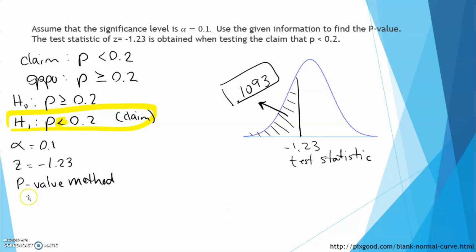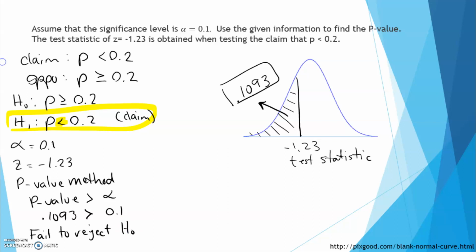Step 7 is we're going to state whether we fail to reject or reject H sub 0. So we're going to compare the p-value to alpha. Our p-value is 0.1093 and our alpha is 0.1, and we'll see which one is bigger. So the 0.1093 is bigger, which means the p-value is bigger. If the p-value is high, the null must fly, or we say we fail to reject H sub 0.